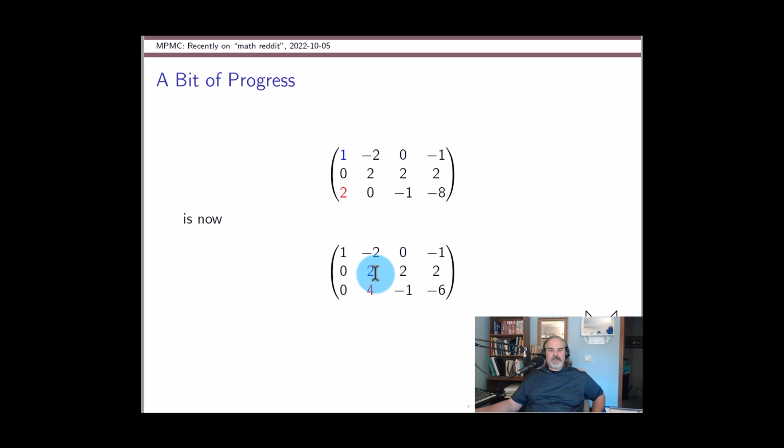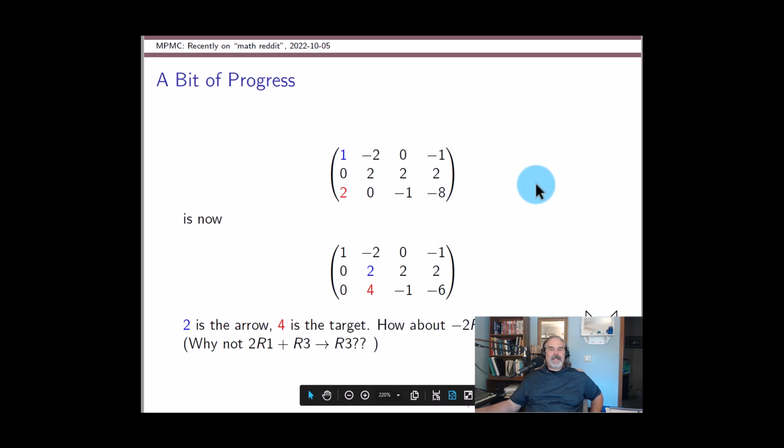Again, we want numbers on the diagonal to survive, but we would like numbers off the diagonal of this left square part of the matrix. Those want to be turned into 0. So again, we have an arrow and a target. The blue 2 is the arrow, the 4 is the target. So we could say, wow, wouldn't it be great if this blue 2 suddenly became -4 so that we can add these 2 rows together and produce a 0 in the spot held by the 4. And so -2 row 2 plus row 3 into row 3. How about that for a move?